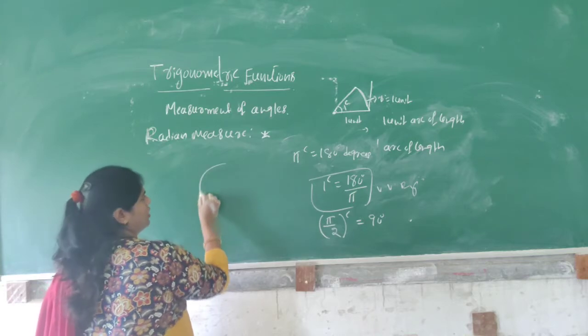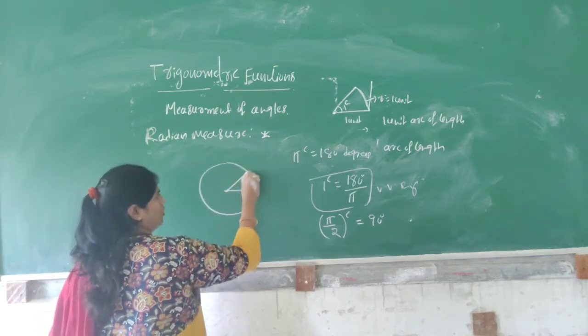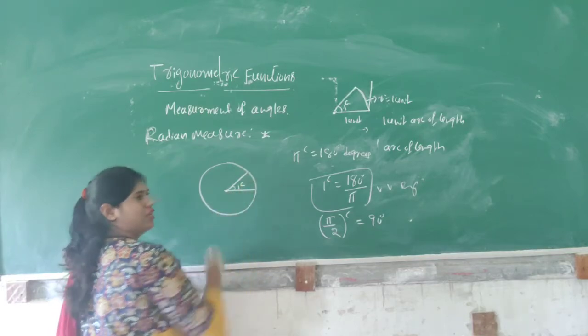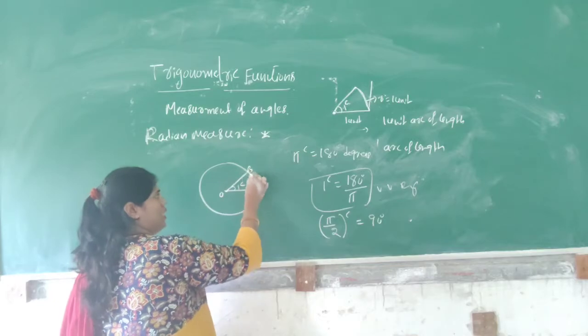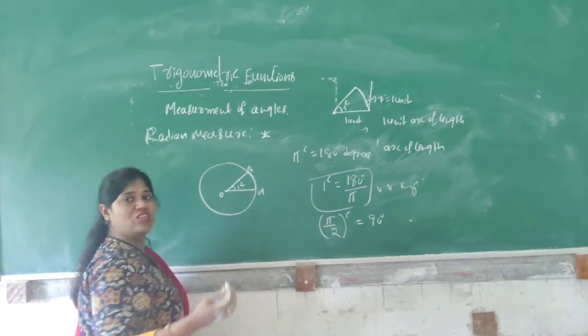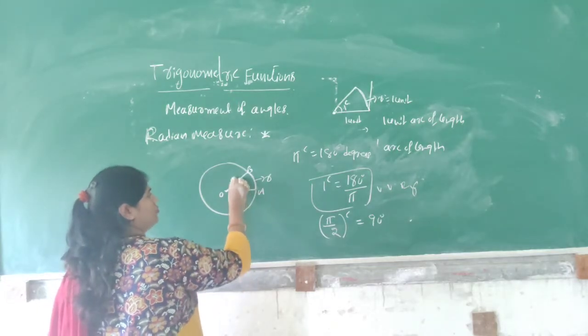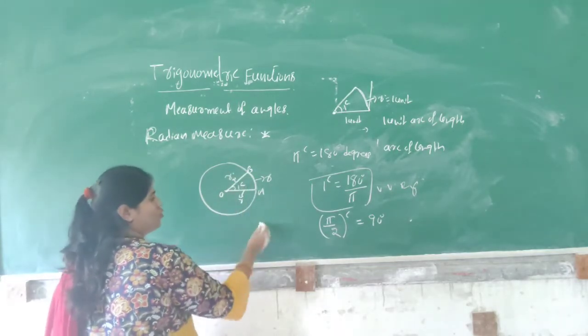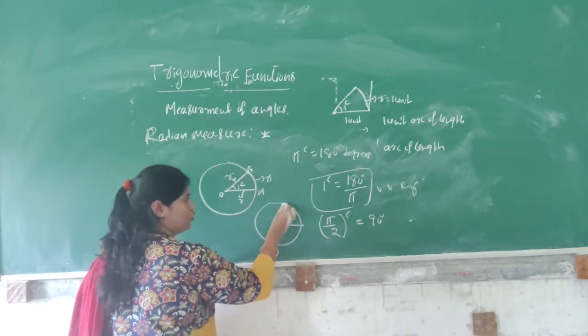So if it is this, this one is 1 radian. Okay, this is O, this is A, this is B. Here the length will be the same, that is r. Okay, r. So this is r. What would it be if it is 2 radian? So 1 radian, 2 radian.